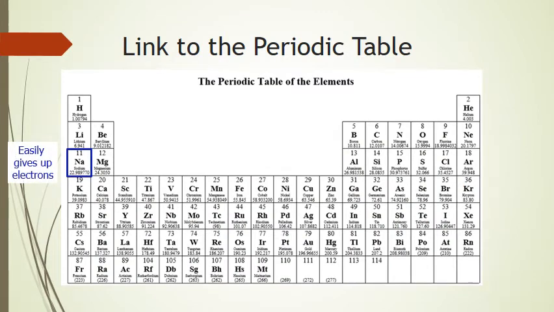A group 1 element like sodium easily gives up its electrons. They're very reactive. A group 7A element like fluorine, those elements want electrons badly. They're very reactive as well. Elements in the middle tend not to be very reactive.